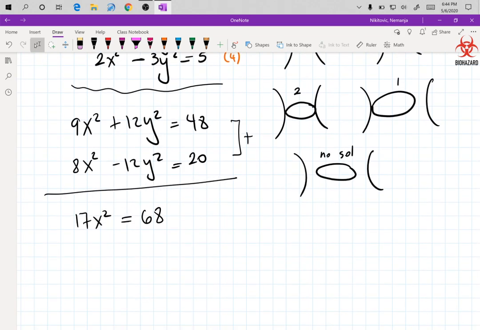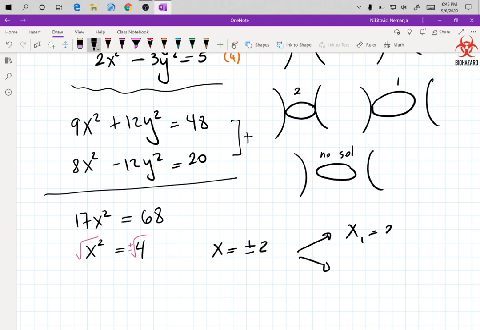So now, divide both sides by 17, and you get x squared is equal to 68 divided by 17, which is 4. And here is the $1 million move. Square root both sides, you get a plus and minus on this one. So x is equal to plus minus 2. That splits into x1 equals 2, x2 equals negative 2.